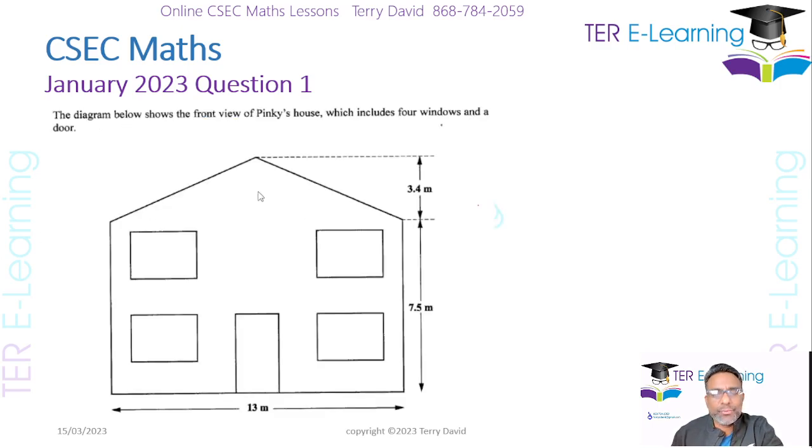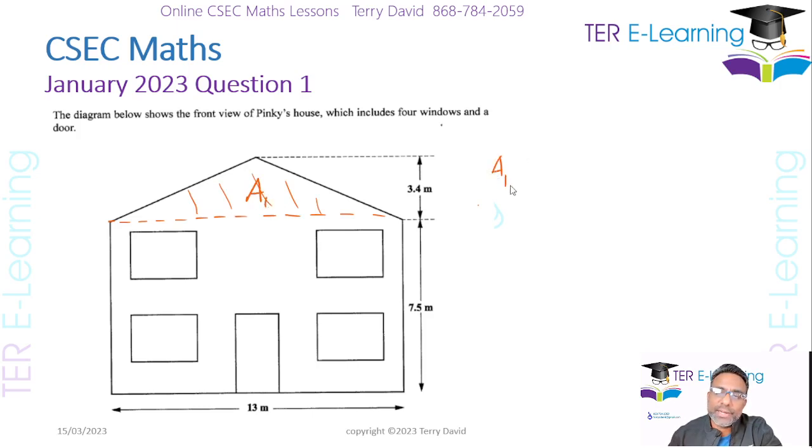So basically, if we look at the front of the house, now including the door and the windows, I can basically break the shape up into a rectangle, as well as a triangle. So there are 2 areas that we're looking at. This here is your triangle. Now the area, let's call that A1.